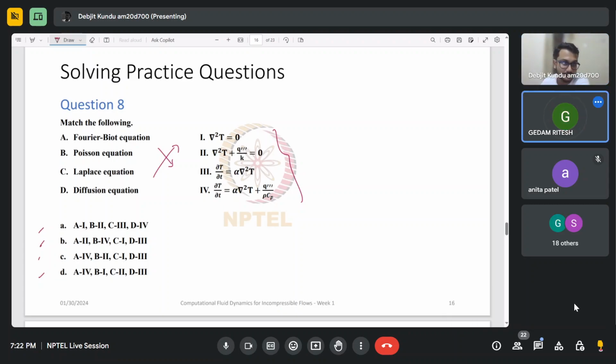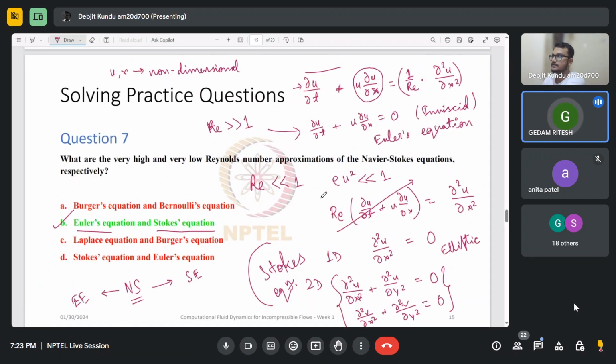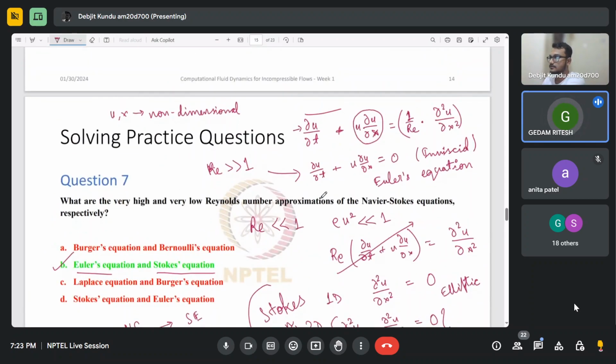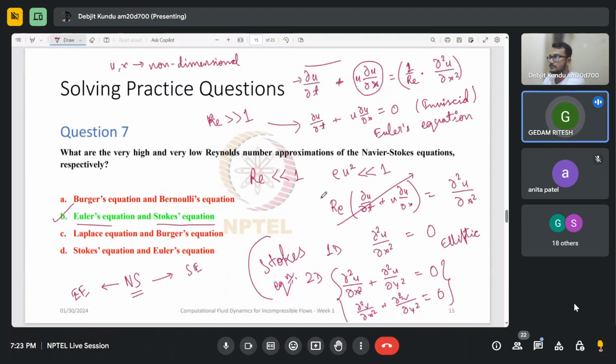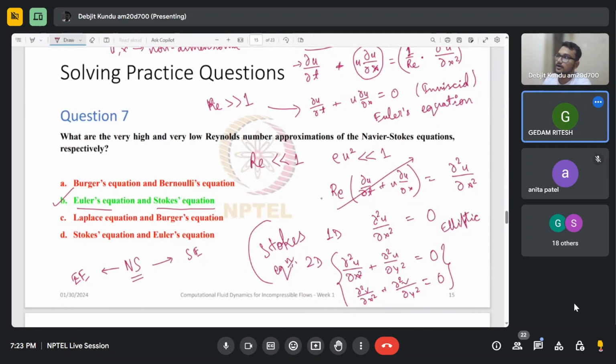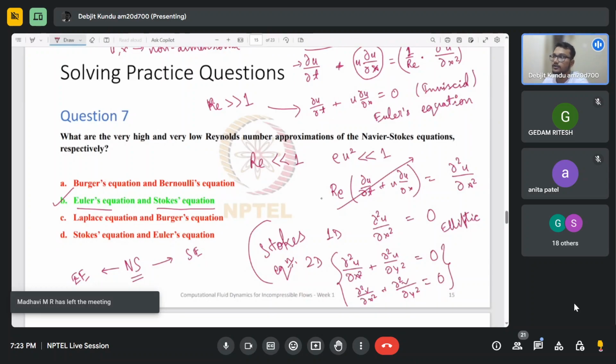Hello, sir. Yeah. Sir, I have a question about the Stokes equation and the Euler equation. What is the difference between them? In the Stokes equation what do we do, and in Euler's equation what do we do? Which term do we neglect in the Stokes equation and in the Euler equation? Okay, so in Euler's equation, we ignore the viscous term.